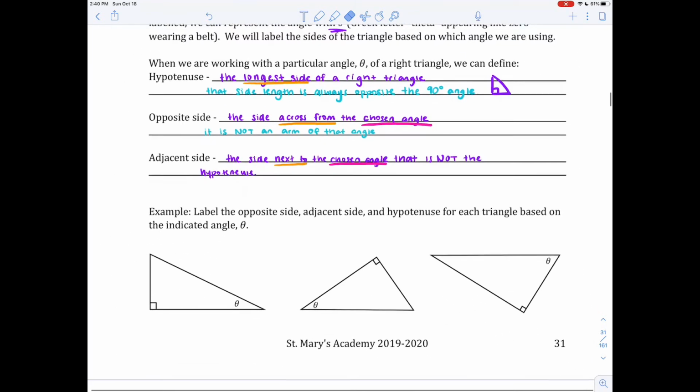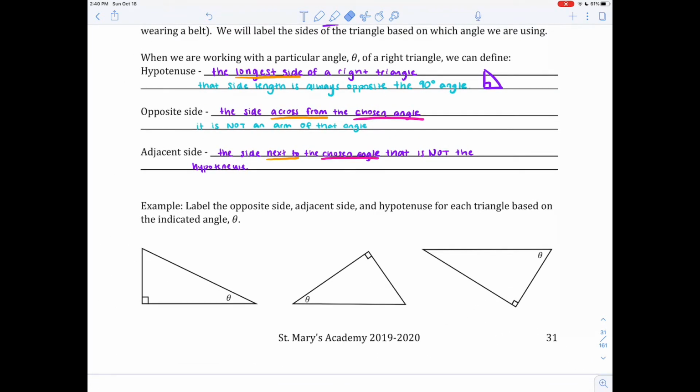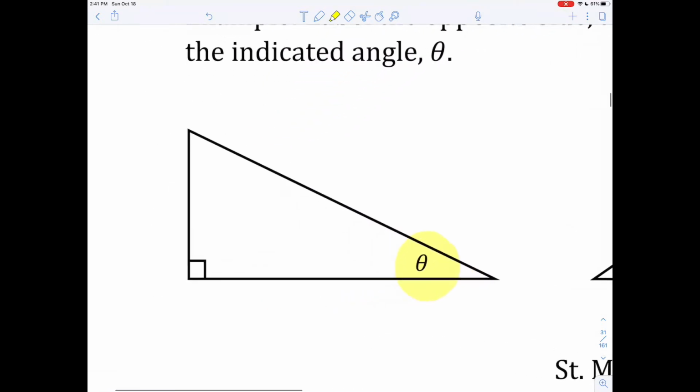Let's take a look over here. We're going to look at some examples, and it says label the opposite, adjacent, and hypotenuse for each triangle based on the indicated angle theta. So, get my yellow highlighter here. This guy here is theta, which in my case is going to be my chosen angle. When I'm labeling my triangle, I always start with the hypotenuse. A, because it's always consistently the same thing regardless of what triangle you have. And B, in my opinion, it's the easiest one to find because it's the longest. So this one here is going to be my hypotenuse. It is also directly opposite my 90-degree angle. So that's uber nice.